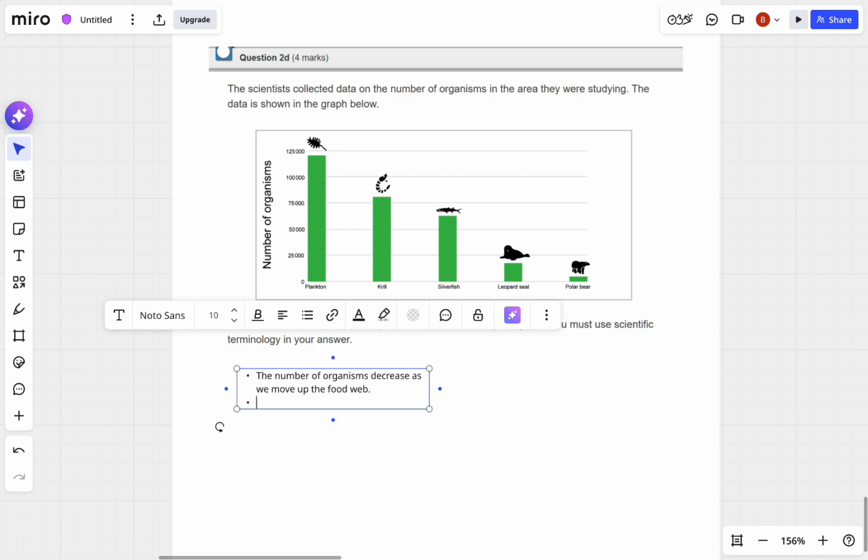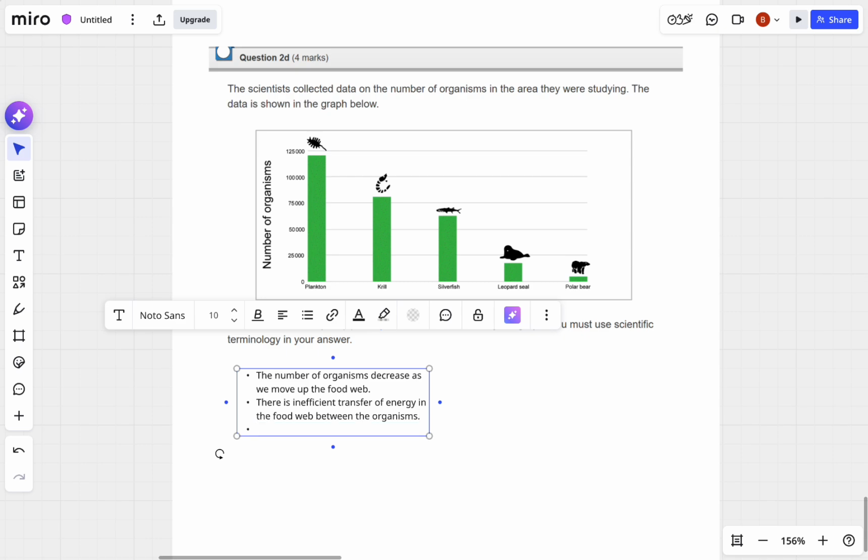Then a second trend that we can observe is that there is inefficient transfer of energy between organisms, because if there was no energy loss, then I think we would be seeing these organisms at similar numbers. Let's just write that there is inefficient transfer of energy in the food web between the organisms.